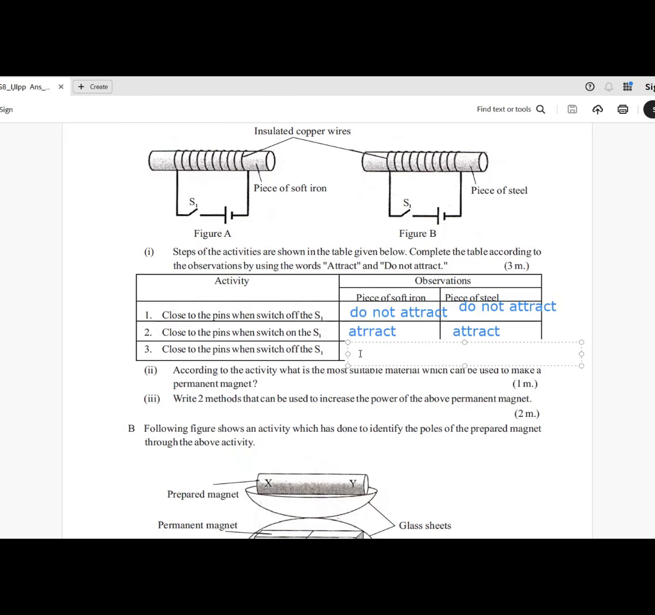In the first one, piece of soft iron, you have to write as do not attract. But in piece of steel, you can write as attract, because the magnetic power can remain for some time in piece of steel than in soft iron. Therefore, you have to write attract for the piece of steel and do not attract for the piece of soft iron. According to the activity, what is the most suitable material which can be used to make a permanent magnet? The answer, piece of steel.